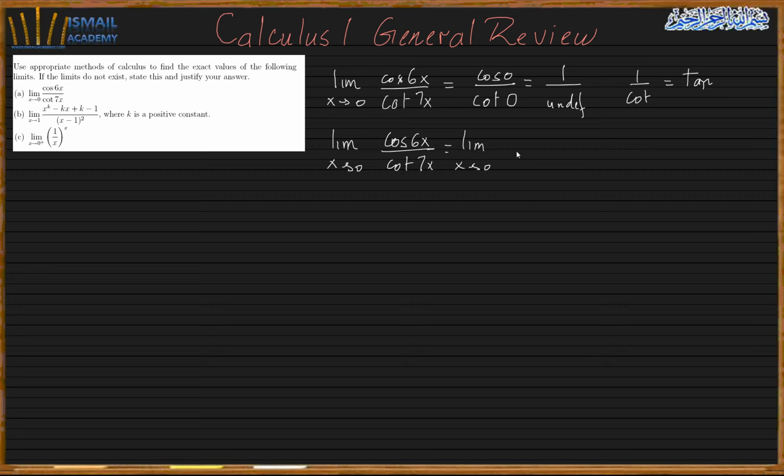Let me write it down in a different way: cosine 6x times 1 over cotangent 7x. This is exactly how we deal with a fraction: it is the numerator times 1 over the denominator. Now this is my tangent. So this will be my limit, cosine 6x times tangent 7x when x goes to 0.